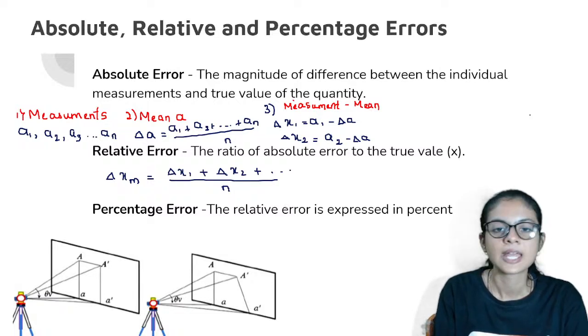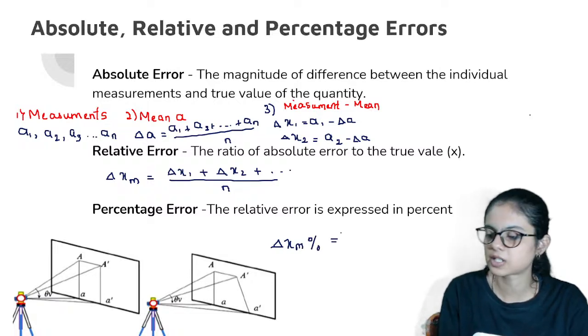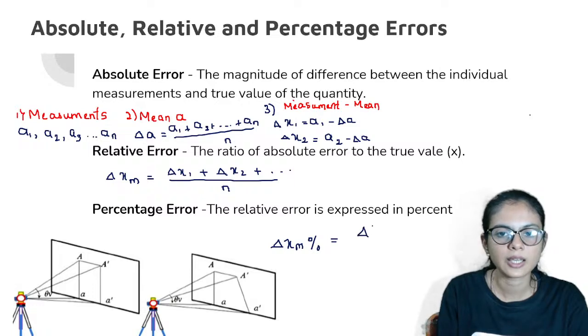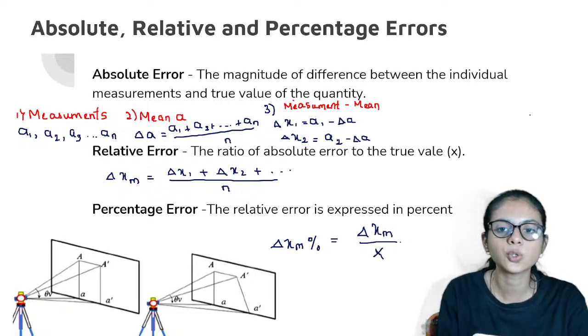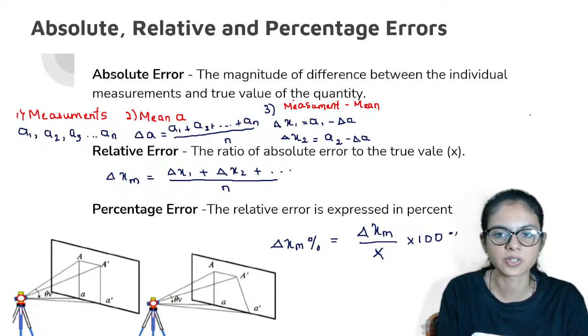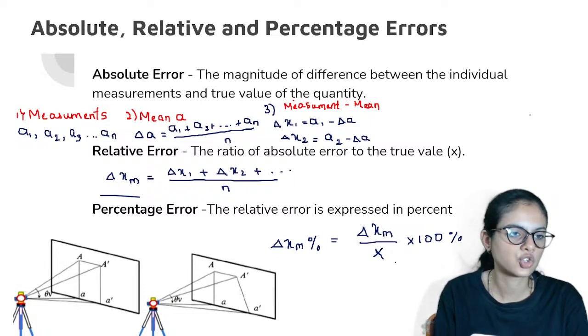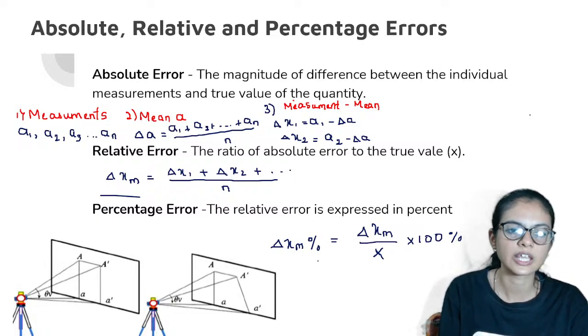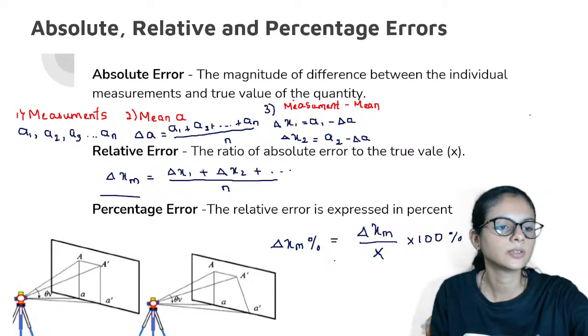Clear? Then we have percentage error, just taking the percentage of these things. If I take the percentage of this, what will it be? It will be x mean divided by the true value, into 100%. This is the mean that we have found, x mean. That is the relative error divided by actual value into 100% gives us percentage error. Is it clear?